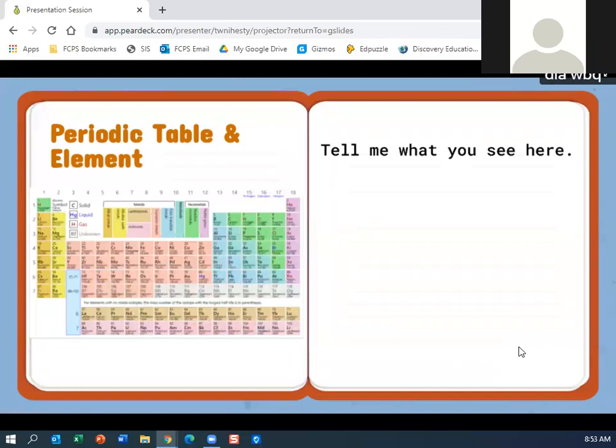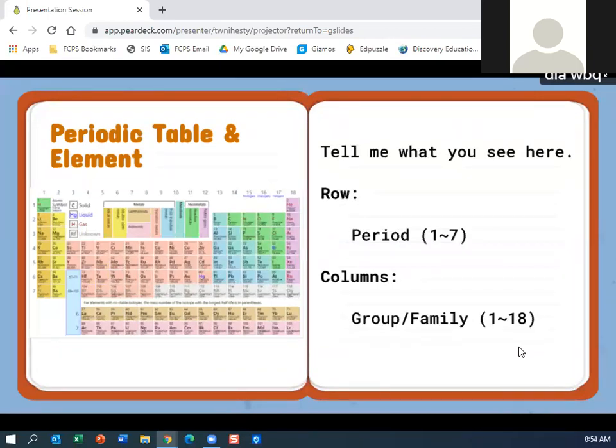Okay. And last but not least, or I think this is one of them. Tell me what you see here in the periodic table. Oh, wait, you can't type. Shoot, my bad. All right. So within rows and columns, what is a row called in the periodic table? If you remember, it's periods. And then columns are groups or families, but it really doesn't matter. I'm just going to go with groups. Either one is totally fine.